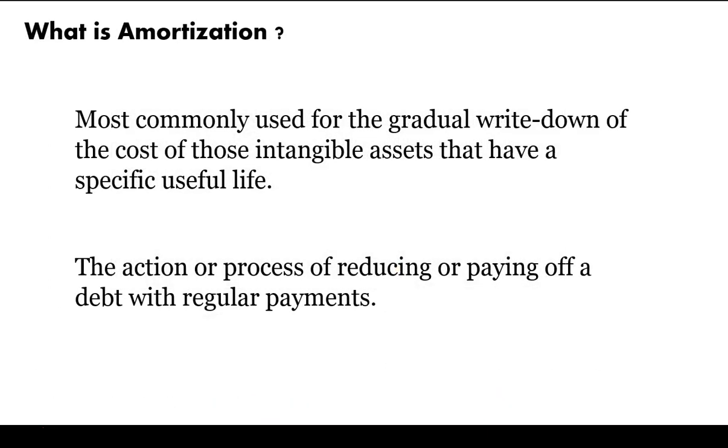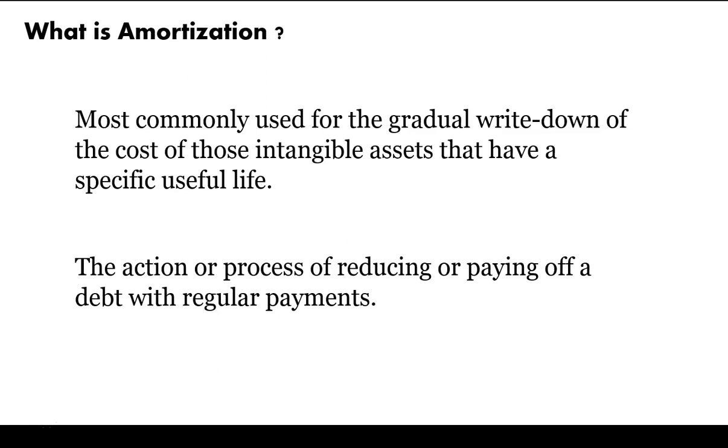Now, there's something else that's called amortization. I mentioned that in the terms. So amortization, what is that? There are two definitions most commonly used. The first is a gradual write-down of the cost of intangible assets that have a specific useful life. The second definition, probably the one that makes a little more sense, is the action or process of reducing or paying off a debt with regular payments. So what is it? It is the whole idea of spreading your payments over a certain amount of time.